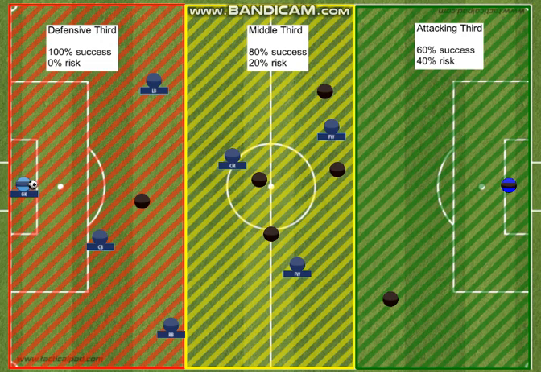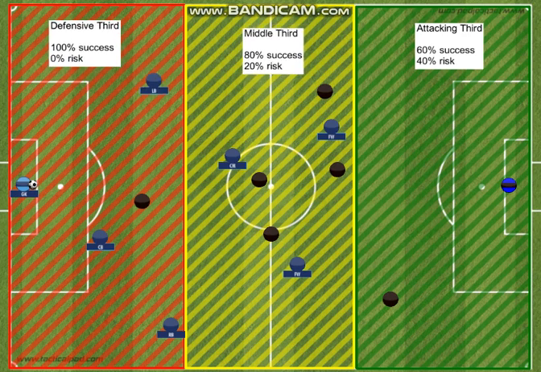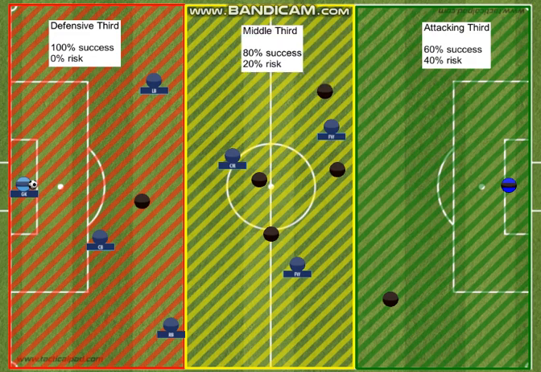So what I've done is I've divided the field into 3 thirds. We have the defensive third, we have the middle third, and we have the attacking third. And generally speaking, you can use which third you're in to help you understand what kind of decisions you should be making. And it doesn't matter which player you are, what position you play. What matters is which third you're in.